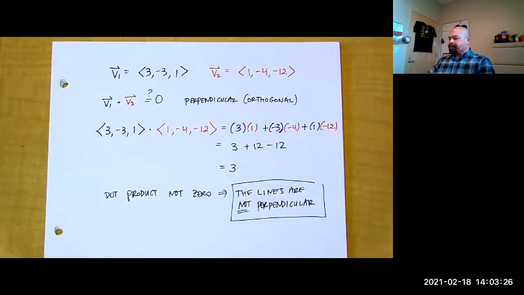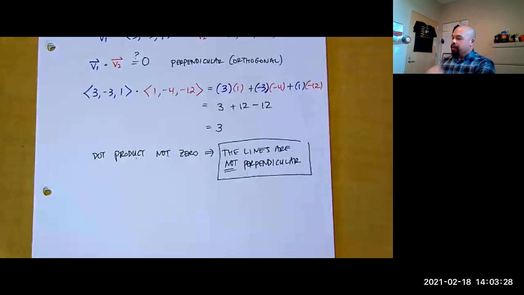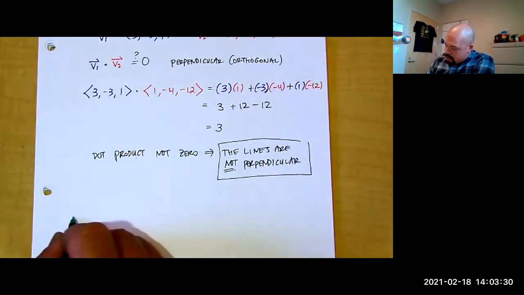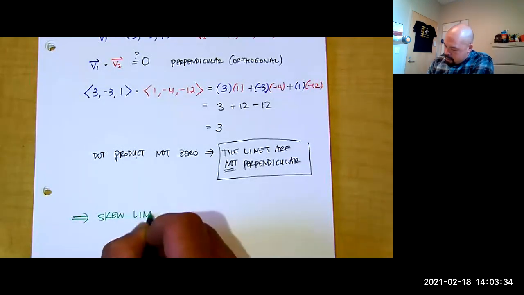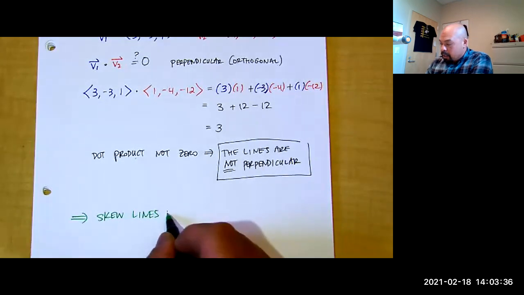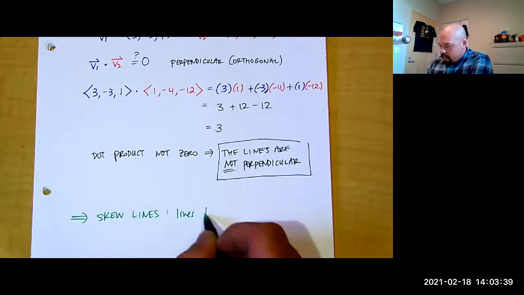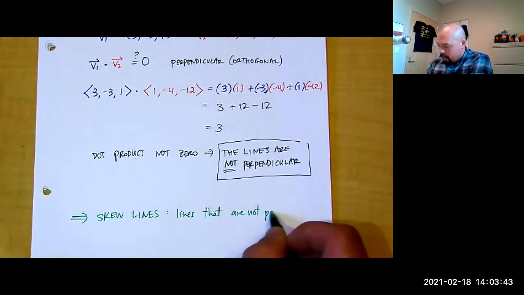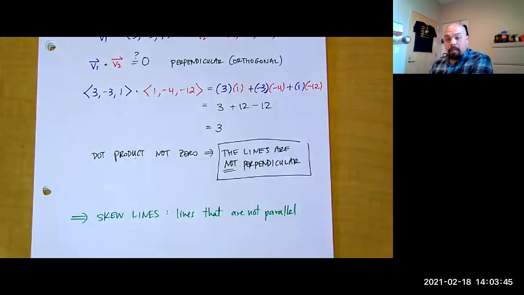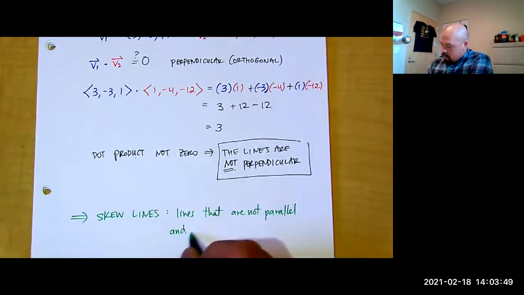Okay? But in this next discussion, we can also discuss skew lines, right? These are going to be lines that are not parallel and never intersect.